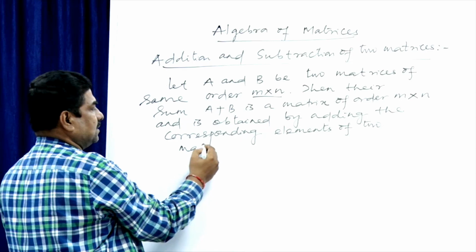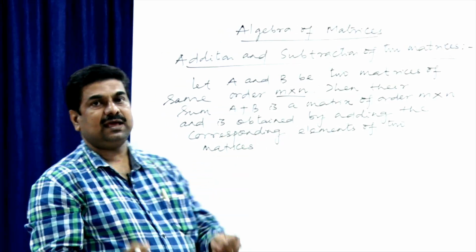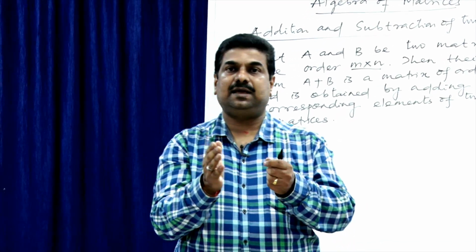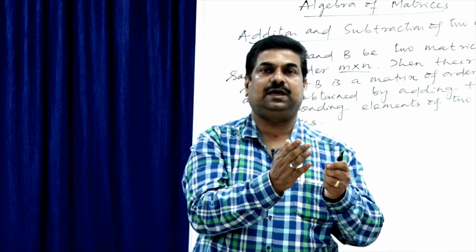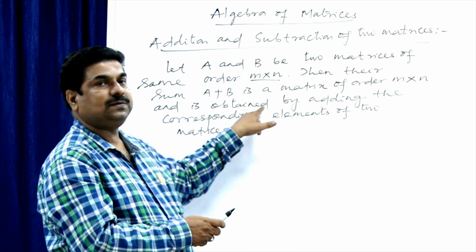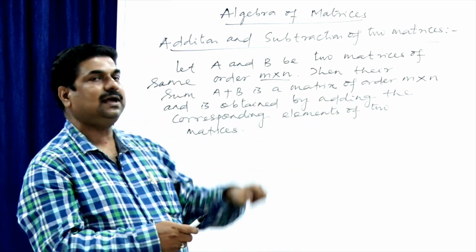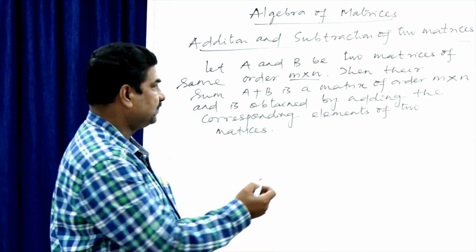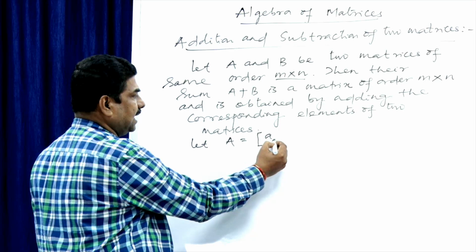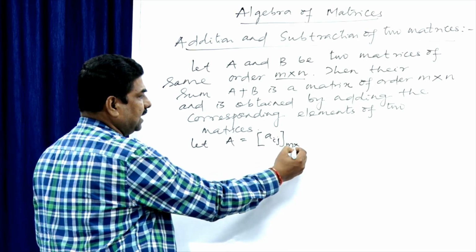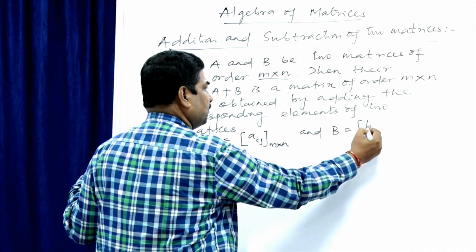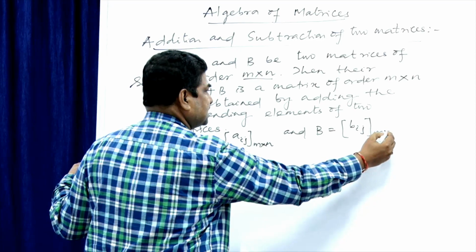Dear student, A is a matrix of order m by n and B is a matrix of order m by n. The sum A plus B is also of order m by n and is obtained by adding the corresponding elements of the two matrices. Let A equal a matrix Aij of order m by n, and B is also a matrix of the form Bij whose order is m by n.